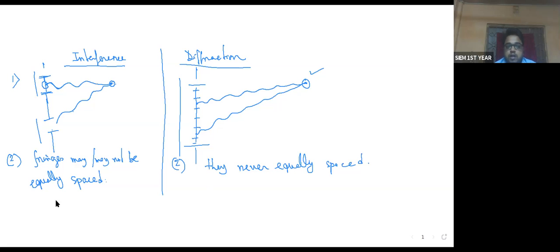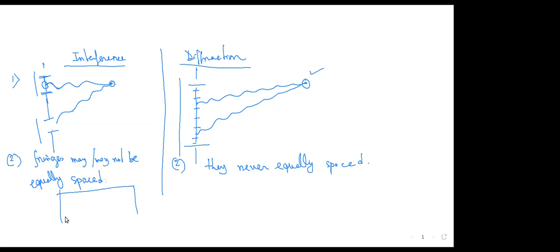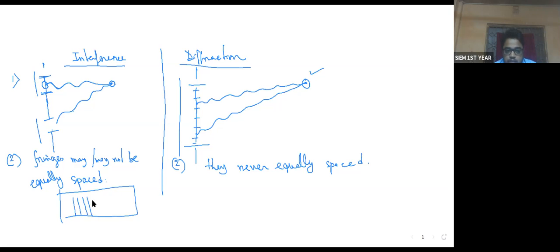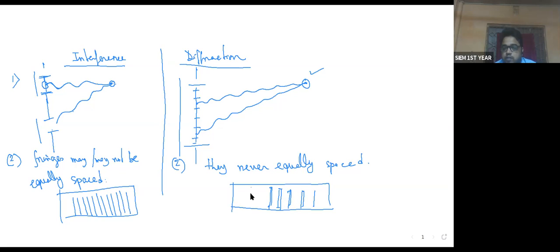Clear? So on a screen, you have consecutive bright and dark fringes, but in double slit those fringes are equally spaced. Here, that bright and dark fringes are never equally spaced. In the central region, you'll see maybe they are nearby, and far away from the central fringe, the separation between bright and dark fringes may increase. Okay, clear?